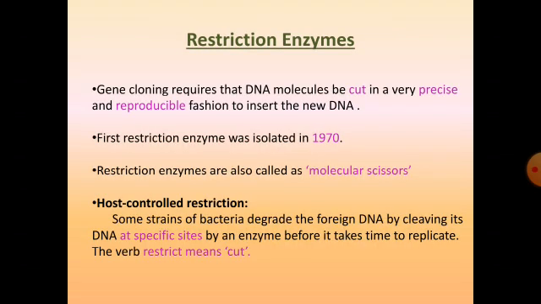Next one is restriction enzymes. The word restrict means cut. Gene cloning requires the DNA molecules to be cut in a very precise and reproducible fashion to insert the new DNA. The first restriction enzyme was isolated in 1970. Restriction enzymes are also called molecular scissors. Host control restriction: some strains of bacteria degrade the foreign DNA by cleaving it at specific sites by an enzyme before it has time to replicate.